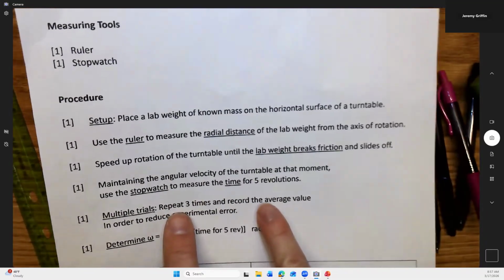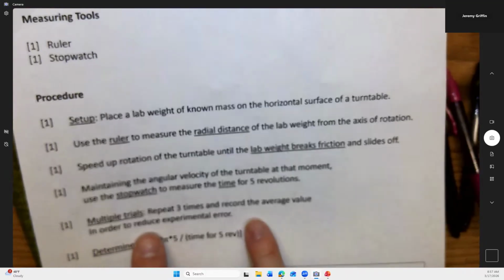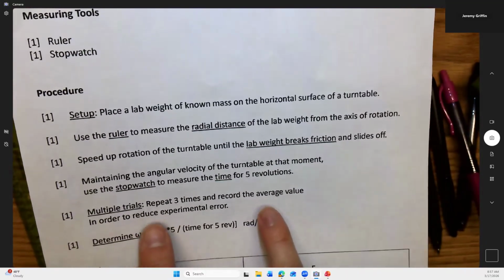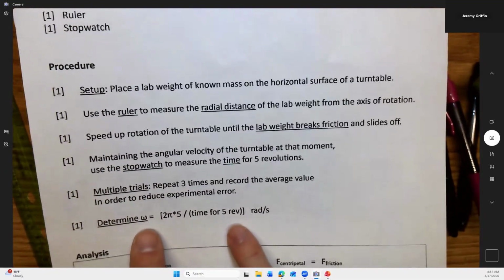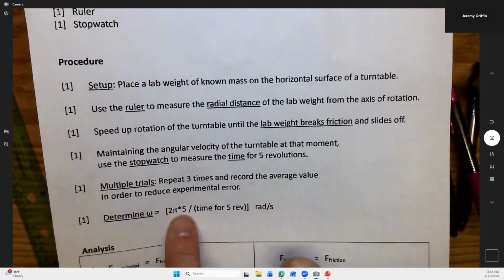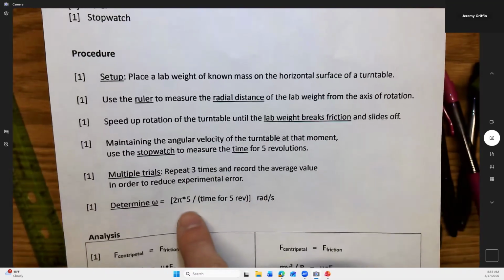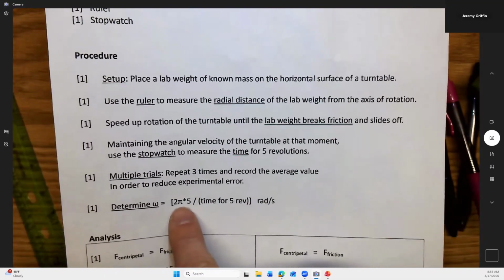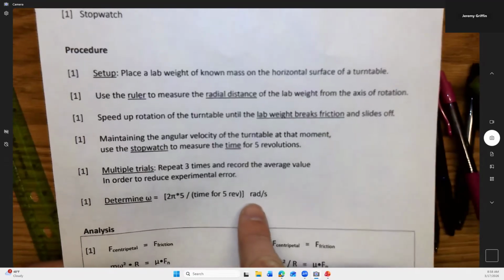Multiple trials: repeat 3 times and record the average value to reduce experimental error. You guys know that's always a point on AP's write-up. Determine omega, the angular velocity. So it's 2 pi times 5, 5 being the number of revolutions. You didn't have to do 5 revolutions. Some guys did 10, that's okay. But that's how many radians, then divide by the time for that turn. That gives how many radians per second.